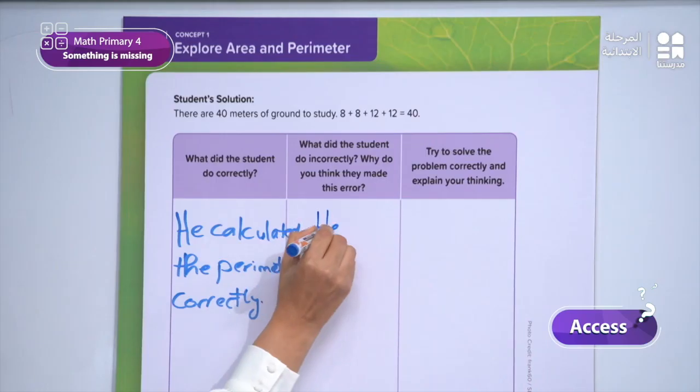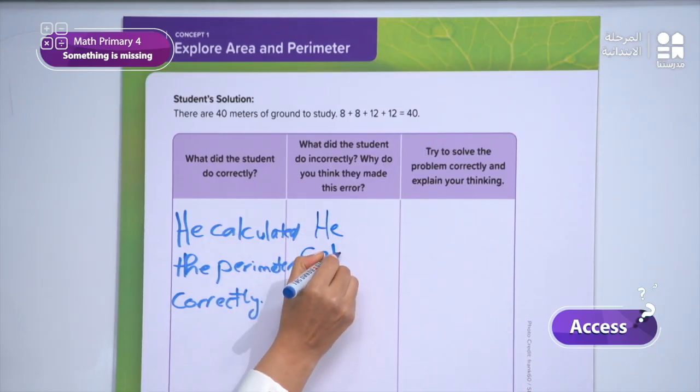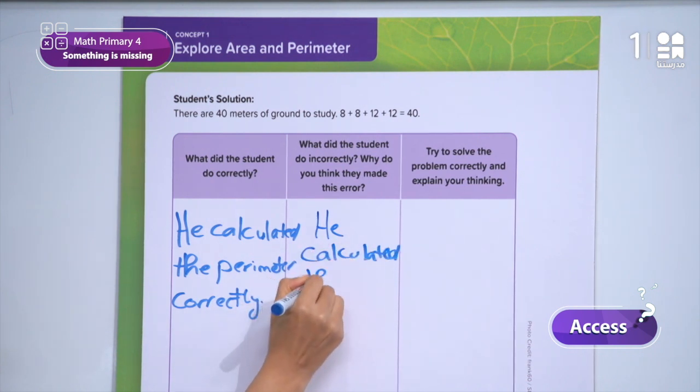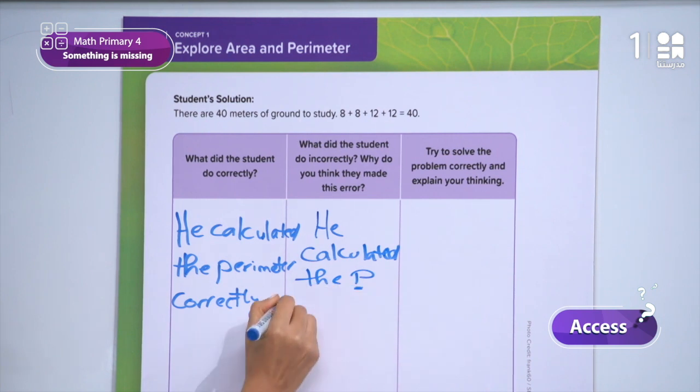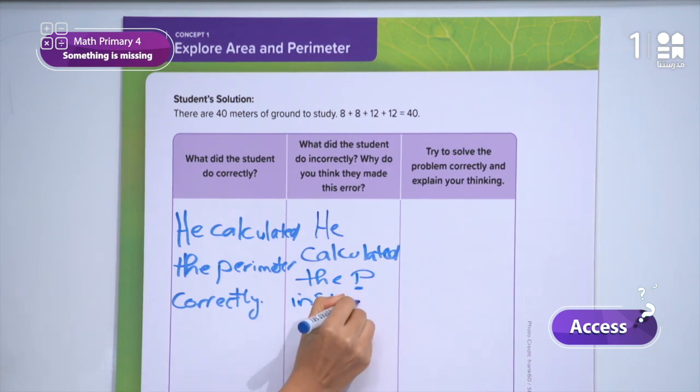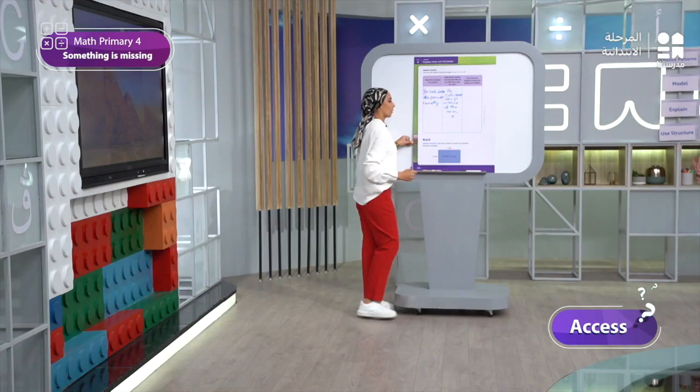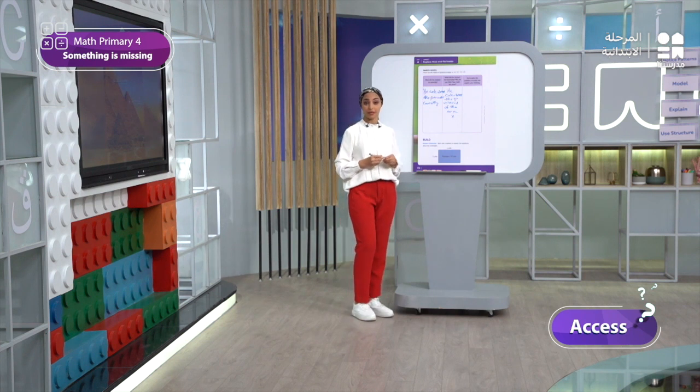He calculated the perimeter instead of the area. And this is wrong. He calculated the perimeter instead of finding the area.